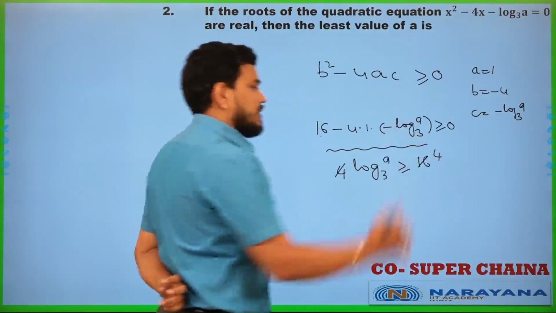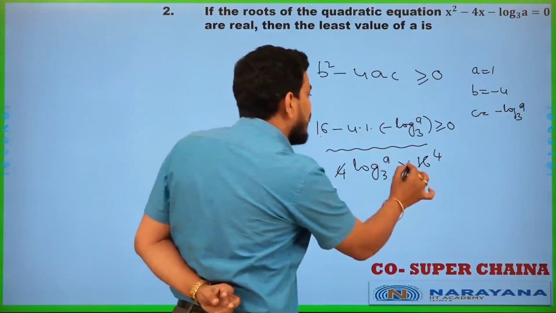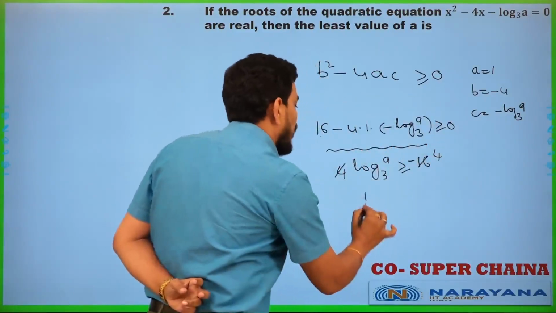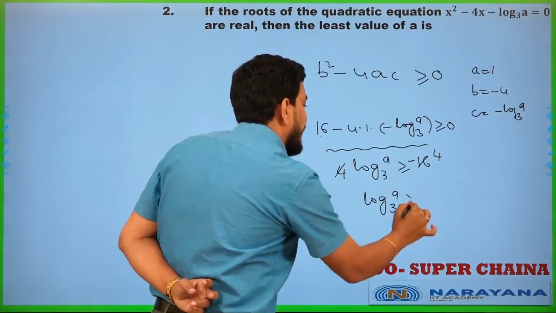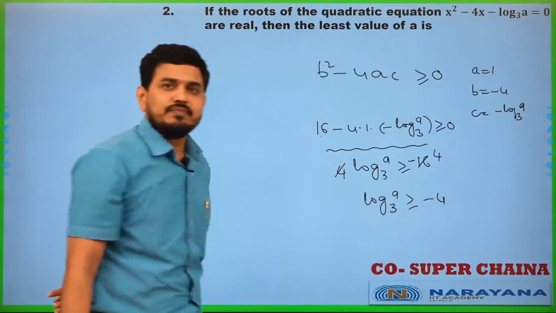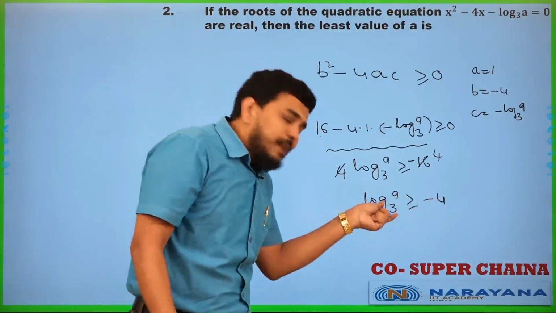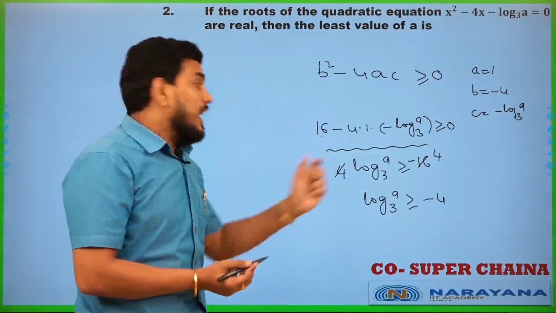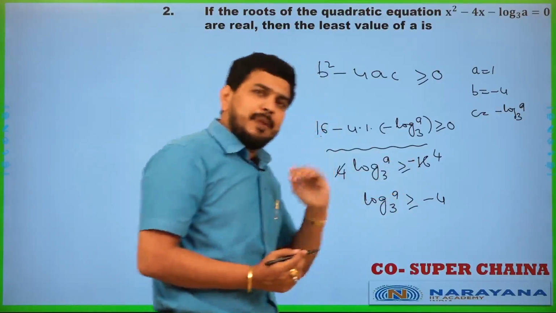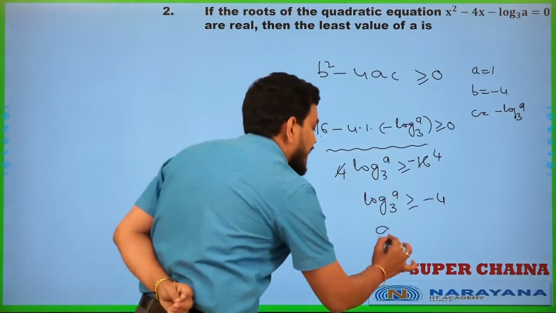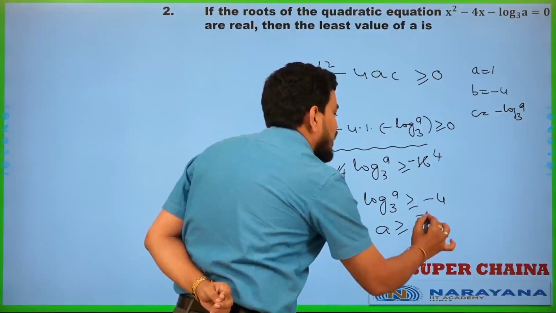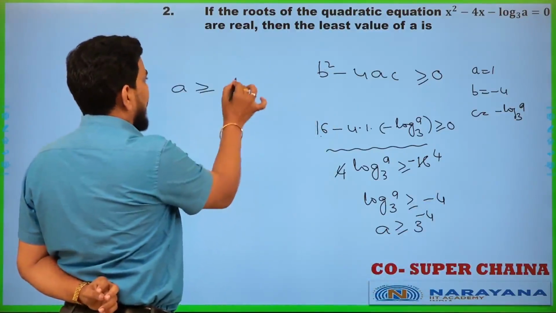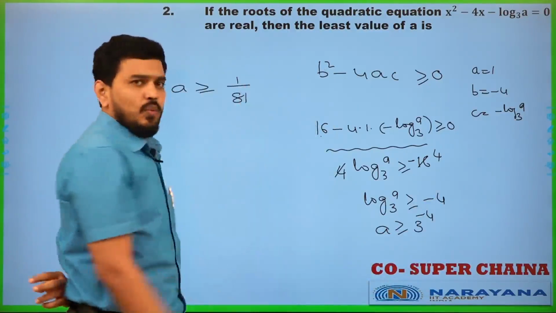When you write this, there is a minus sign, because this is a positive quantity as it goes to the other side. So log a base 3 is greater than or equal to −4. In a logarithm, when the base is greater than 1, there is no change in the inequality; log is an increasing function when the base is greater than 1. So straight away you can say a is greater than or equal to 3 to the power of −4, which means a is greater than or equal to 1/81.